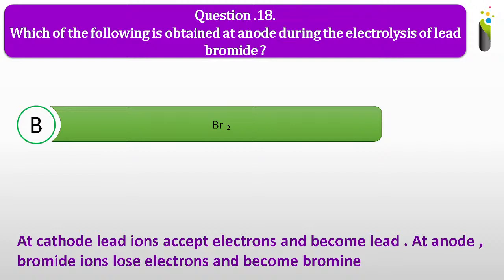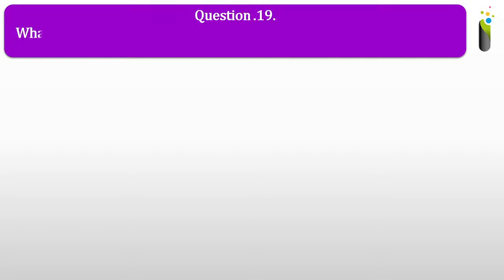And the correct answer for this question, yes, Kanak Kapil, perfect answer, it's B. At cathode, lead ions accept electrons and become lead. At anode, bromide ions lose electrons and become bromine. Kavya bacha aap galat gaye. Please check.